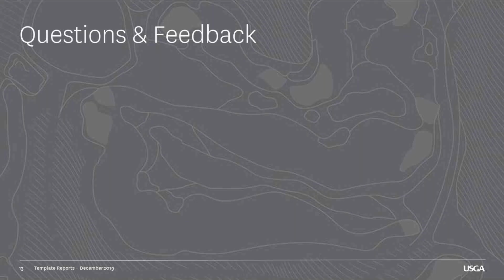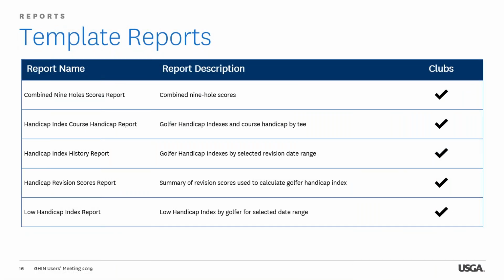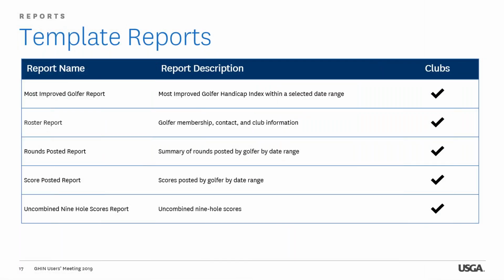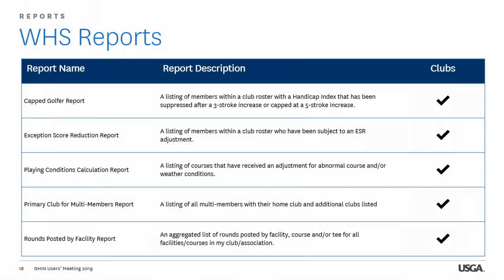Before we do any final questions, again, I just want to take you through the list of reports with the descriptions of what will be available. For the template reports, you will see that we've got the combined 9-hole scores report, our handicap index history, handicap revision scores, as well as low handicap index. Most improved golfer, the roster report, rounds posted, and an uncombined 9-hole score report. And then we have provided 5 new reports for you based on the data that is now available from WHS, which will be the capped golfer report, the exceptional score reduction report, the PCC report, primary club for multi-members, as well as a rounds posted by facility report.